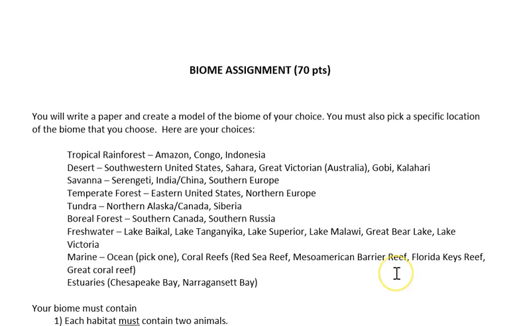In this video, I'm going to go over the biome assignment that you're going to do near the end of the semester. So you really don't need to focus on this until after we do the biomes lab. Your biome assignment is going to be two parts. It's going to be 70 points total, so it does make up a significant part of your grade.